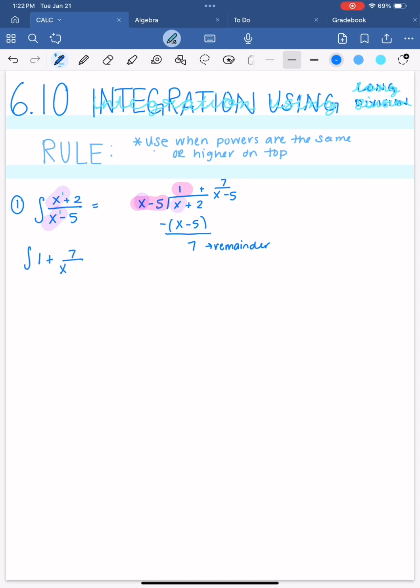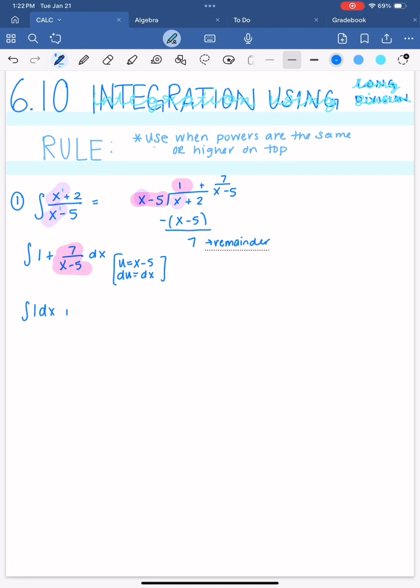All we did was use long division to rewrite the integral, and now we're going to have to integrate term by term. The one I highlighted in pink is going to be a natural log integral. You can see my u sub right here, and we're going to have the integral of 1 dx, I'm going to split it up, plus the integral, pull the 7 out, 1 over u du. So this is a really nice, quick, easy integral. It's going to become x plus 7 ln absolute value of x minus 5 plus c. Okay, so that's the first example, and let's see what we've got next.